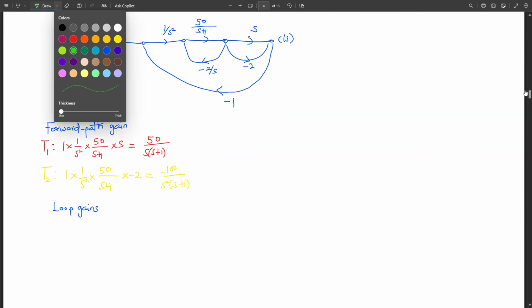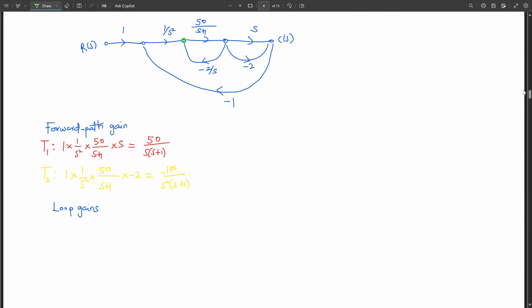So the loop gain from principles is you start from a node, then you follow the signal flow. If you end up on the same node, you have a loop. So let's start from this node right here. I follow the signal flow, and so my first loop, the green loop, is going to be minus 2 over s times 50 over s plus 1. And that gives me minus 100 over s times s plus 1.